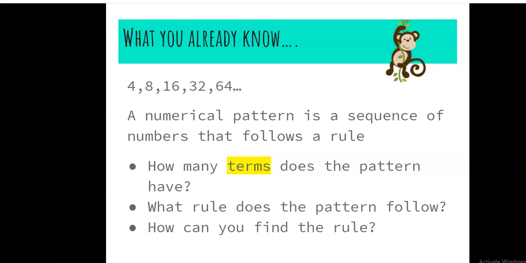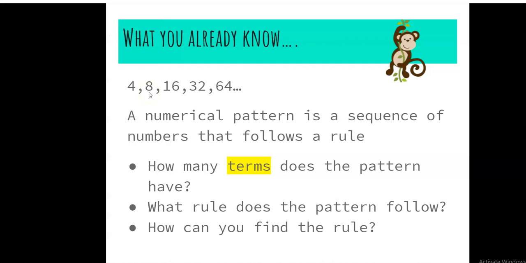This is a numerical pattern, which is a sequence of numbers that follows a rule. When we look at this example, we would ask ourselves, how many terms does this pattern have? Now remember, the word term simply refers to the numbers that are in the pattern. This one has 5 terms in it. What rule does this pattern follow? Well, I can see that this pattern is increasing as I go up. So I know I'm either adding or multiplying in order to get the next term.